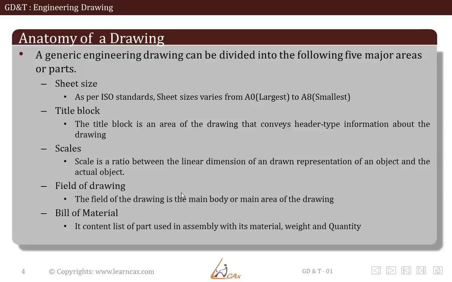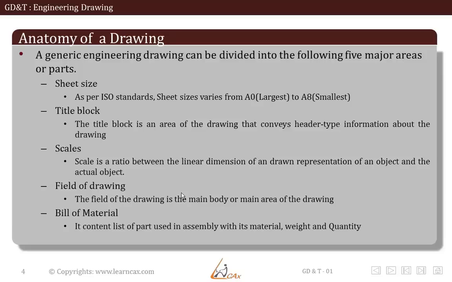Then comes the title block. It is an area of the drawing that conveys header type information about the drawing, mainly the name of the drawing, the company name, and various other parameters. The scale contains a ratio between the linear dimension of the image of the object drawn and the actual object. As it is obvious that larger objects cannot be drawn true to scale because it will need a very huge size of paper, we have to scale it down in order to fit the object into our paper.